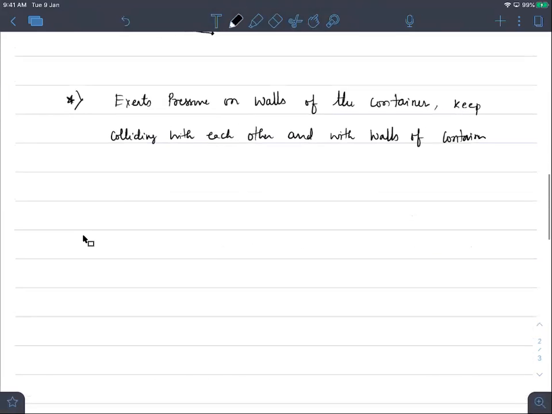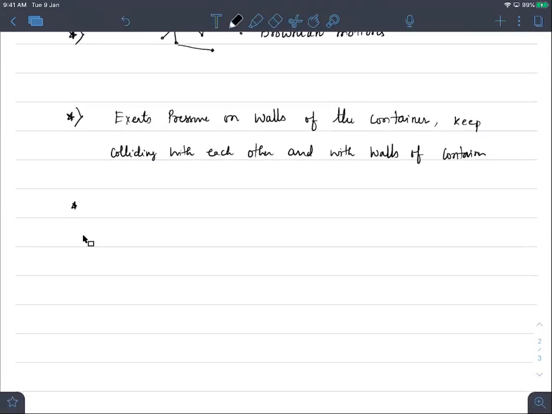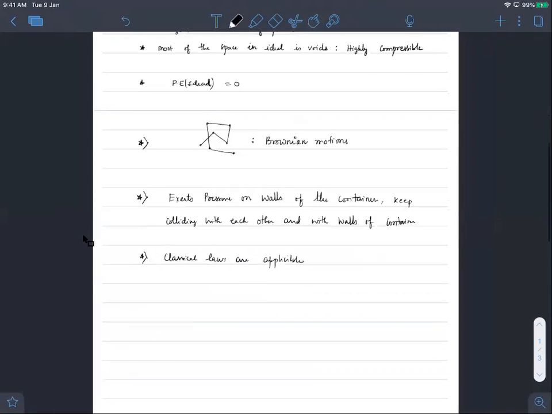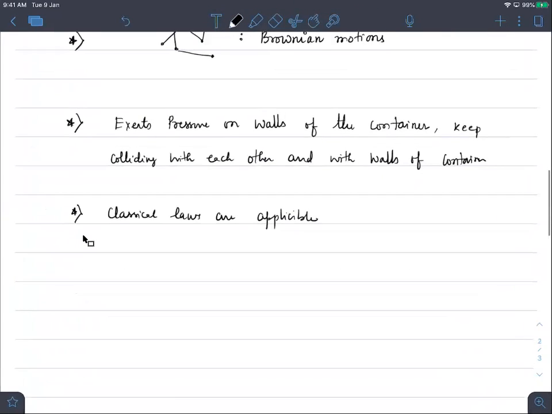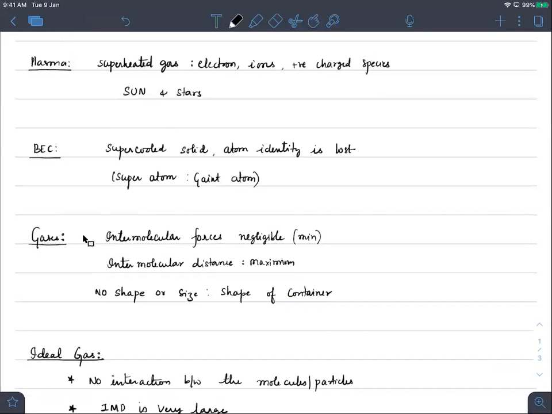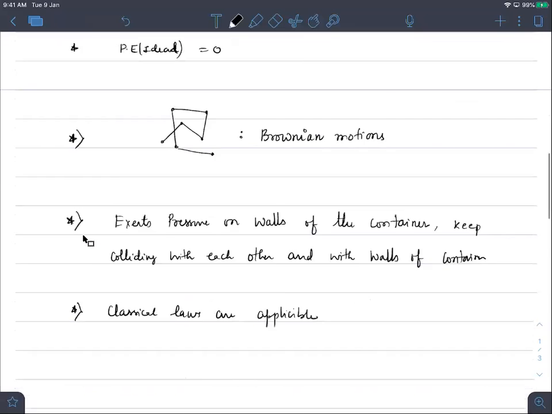Okay, and all the classical laws are applicable here. Classical laws are applicable, which means Newton's first law, second law, whatever we will write about, all those are applicable. So that is about the ideal gases. Now, first I'm discussing all the terminologies so that once you are clear with the terms, it will be easy for us to learn each and every problem.